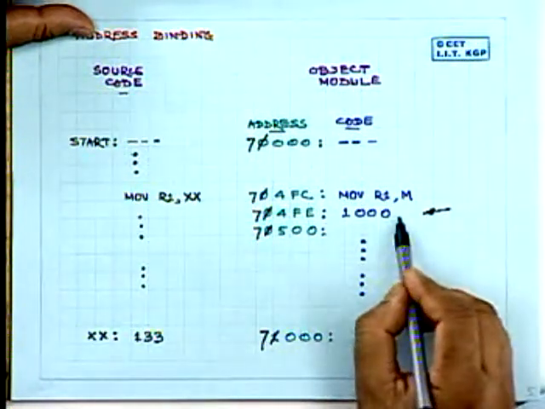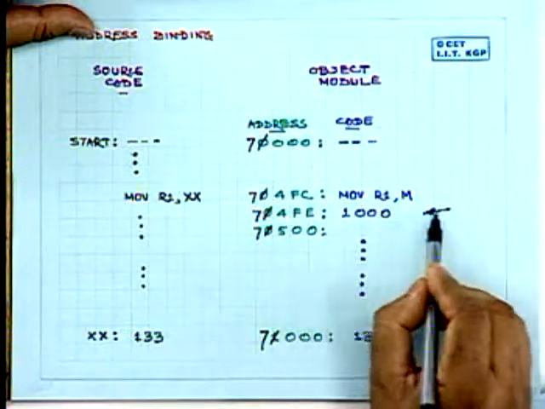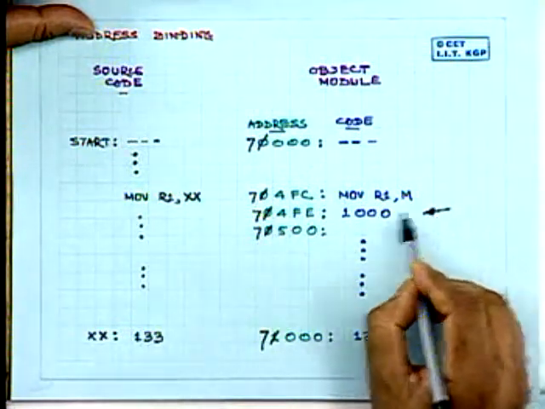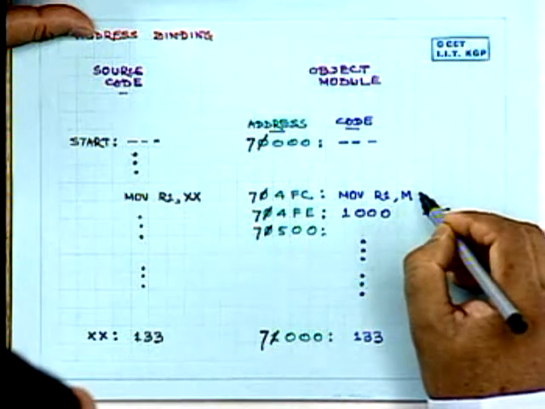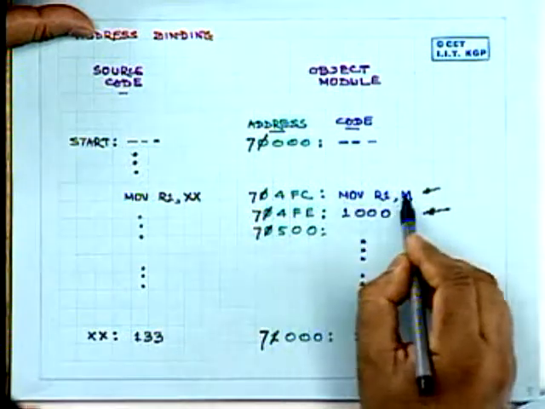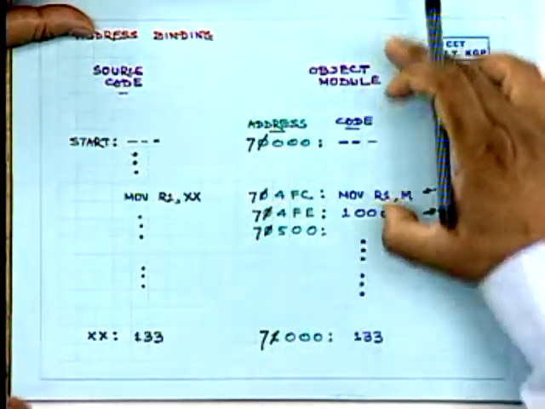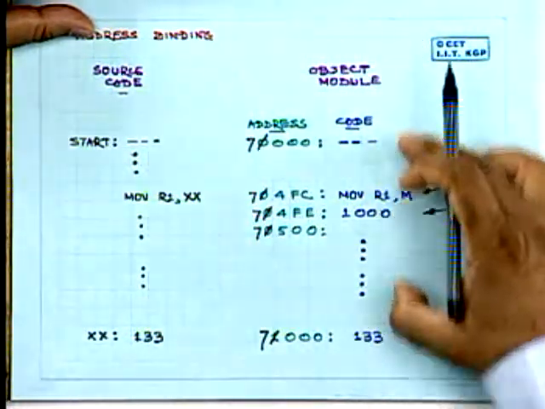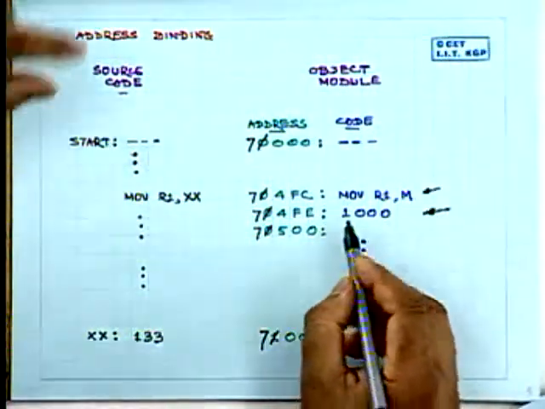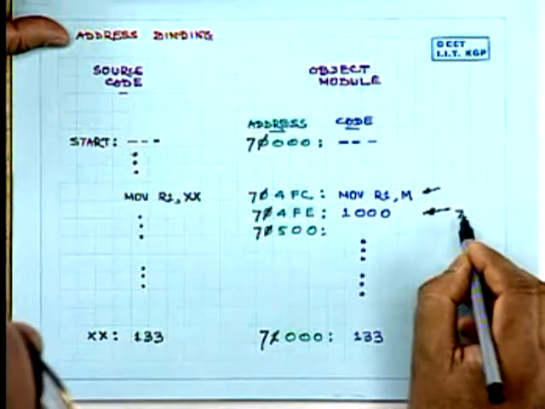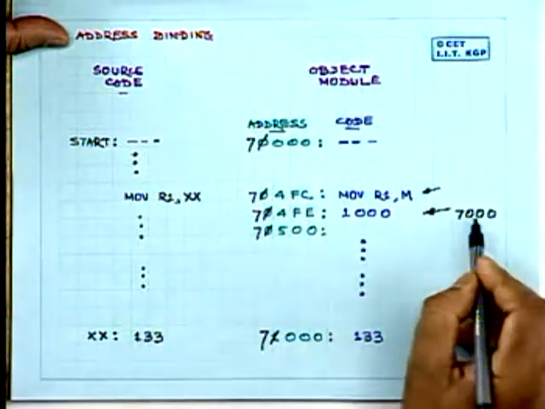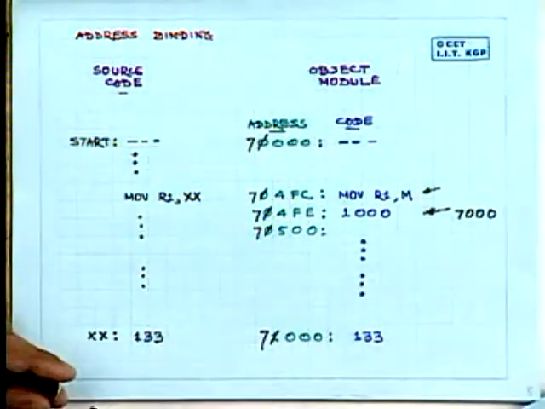Therefore, this is a relocatable value, but this is an absolute value, because this need not change if I want to slide the entire program anywhere into memory. This therefore should be changed to 7000 in the case of my direct addressing.